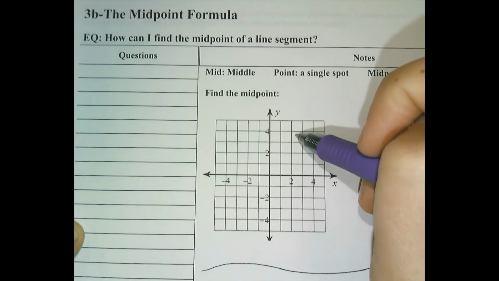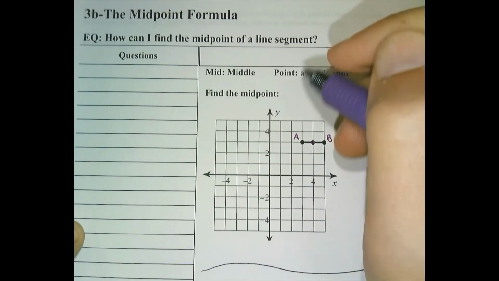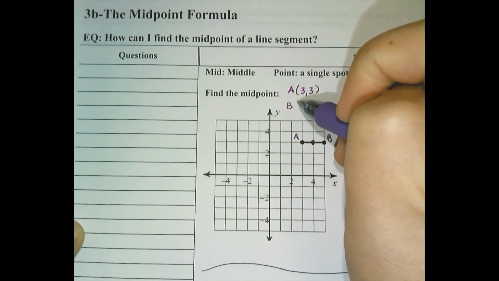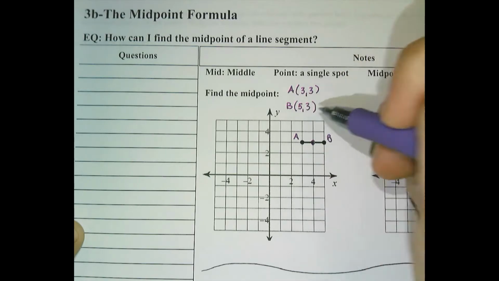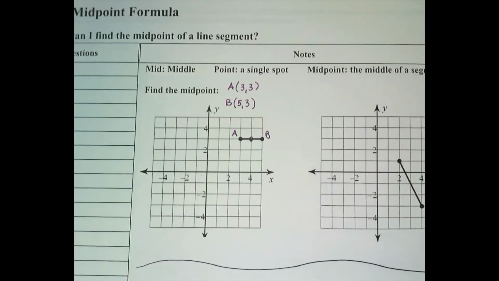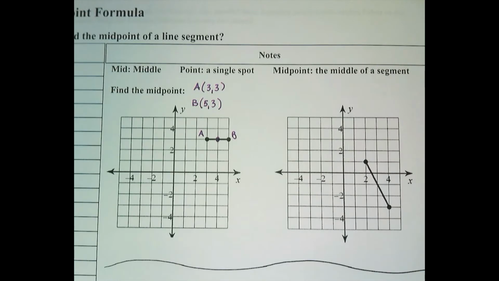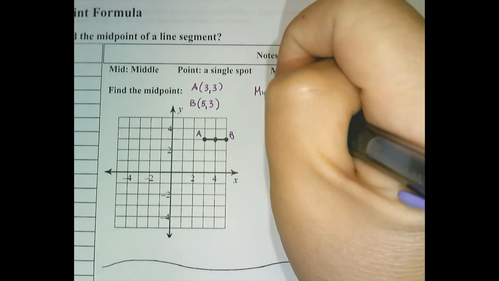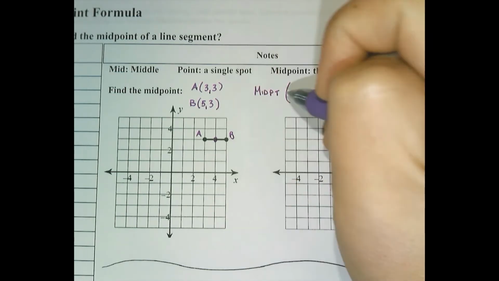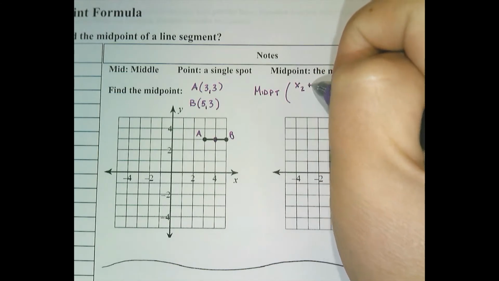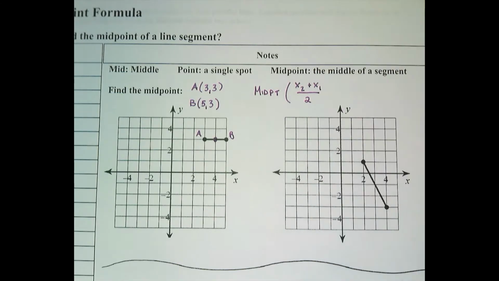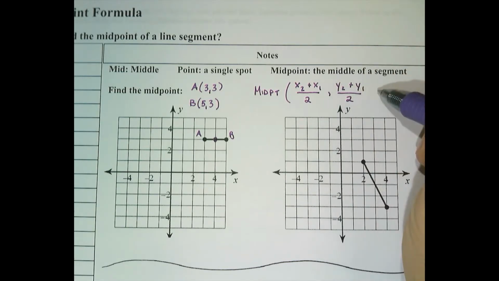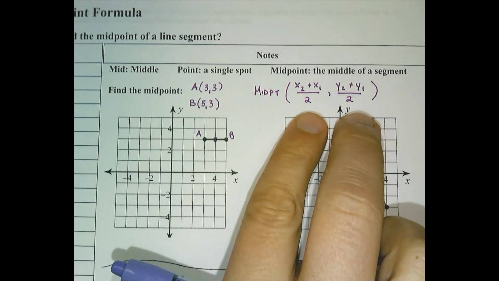So what we can do, I'm going to label these points A and B and talk about them. A is located at the point 3, 3, and B is located at the point 5, 3. For all purposes, when we want to find the midpoint, essentially we are going to find the average of the x values and the average of the y values. So I'm going to write this down here. Midpoint: to average x values, we take the two x coordinates, add them together and divide by 2. And we take the two y coordinates, add them together and divide by 2. So this is our general go-to for finding midpoint.